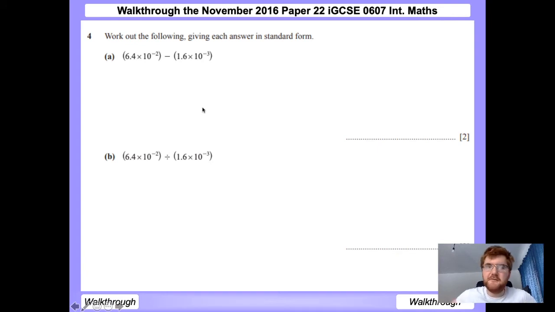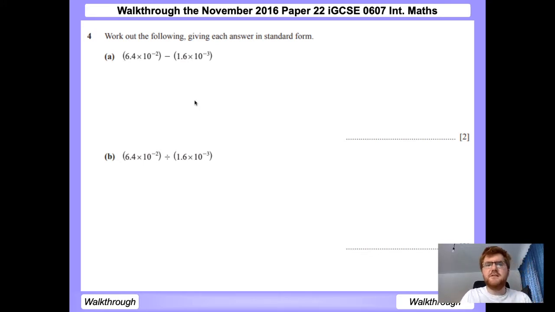So we're on to some standard form. We need to work out the following, giving each answer in standard form. Now, there are 2 main ways to do a kind of question like this. The longer method is to convert both into real numbers, like 0.064 for example, and then take them away and then convert them back into standard form. But notice this is a 2-mark question, so you've got about 2 minutes to actually do this question, so you need to be quite efficient with your time. Actually, strictly speaking, it should be a little bit more than 2 minutes.